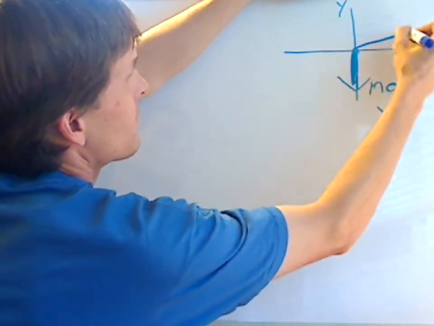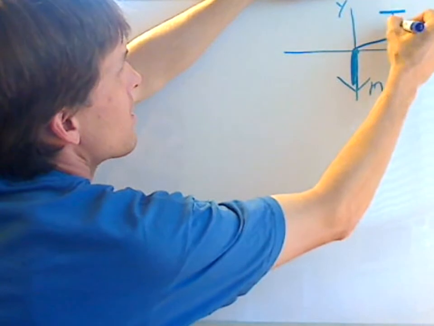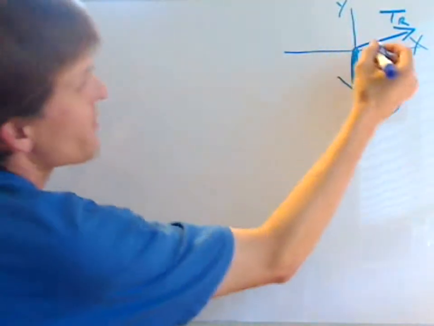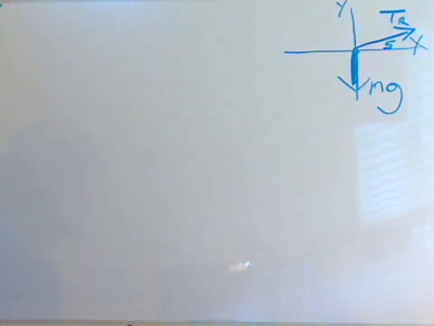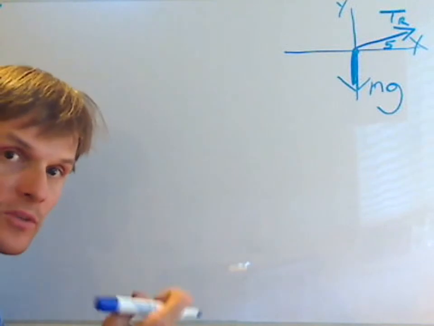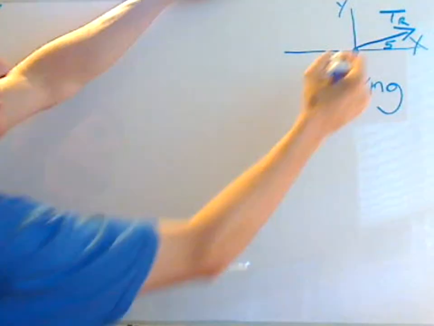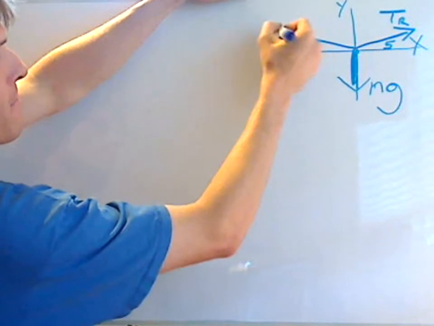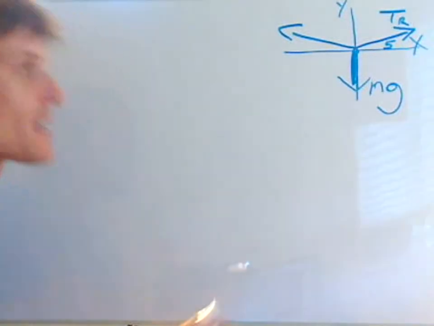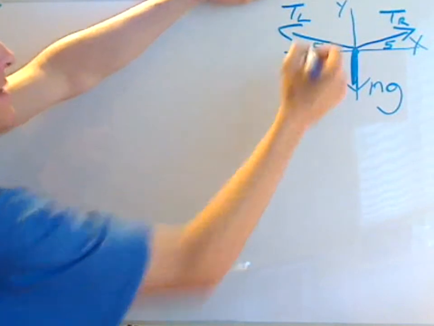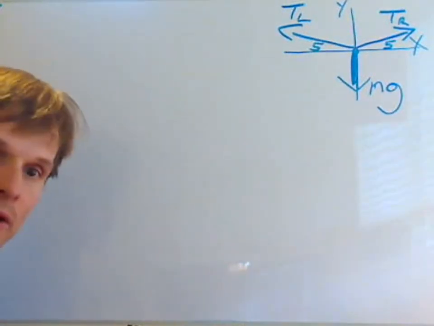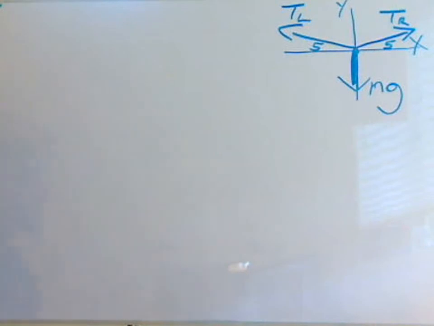So TR goes that way, and it makes a 5-degree angle with the horizontal there. Now that little part of the rope is being pulled to the left by the tension of the rope that we're going to call TL. And that's at a 5-degree angle. Okay, so there's basically our free body diagram there for that little part of the rope.